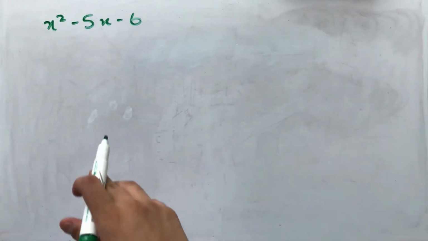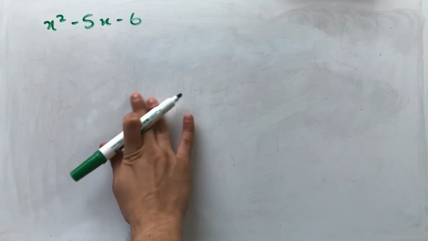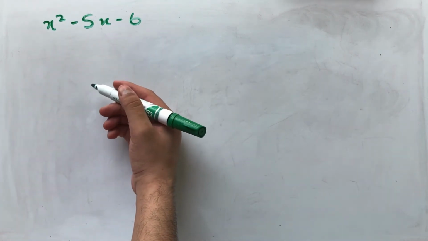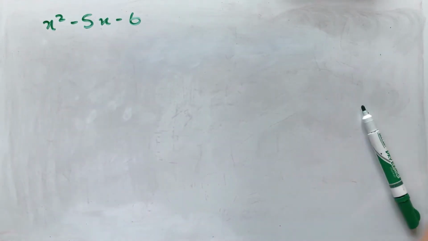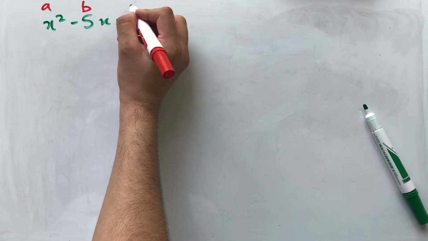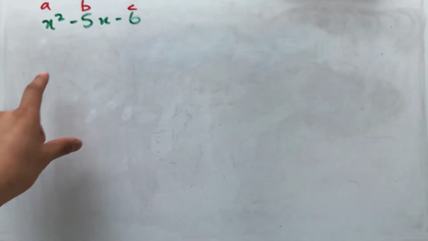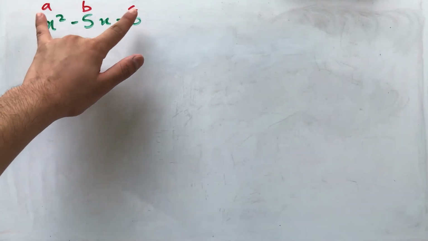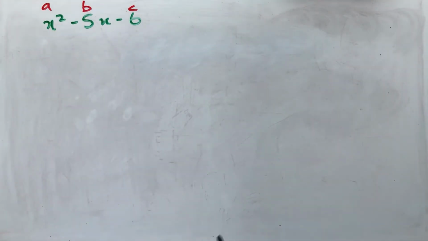Okay, so we have a question right here, x squared minus 5x minus 6. So we're going to apply the rules that we learned. First, we're going to find two factors of a and c. To help you out, I'll write this down. This is a, this is our b, and this is our c. We have to find two factors which, when you multiply them, give ac, and when you add them together, become b.